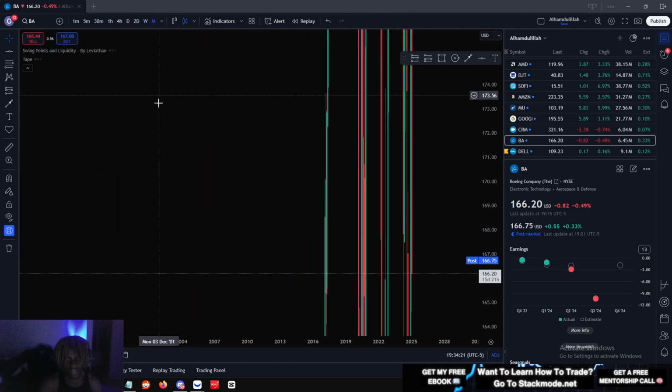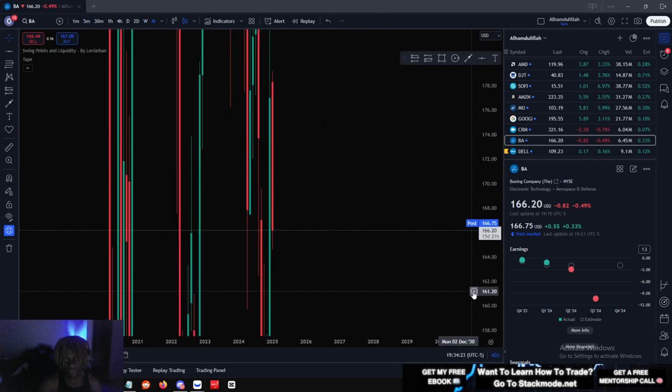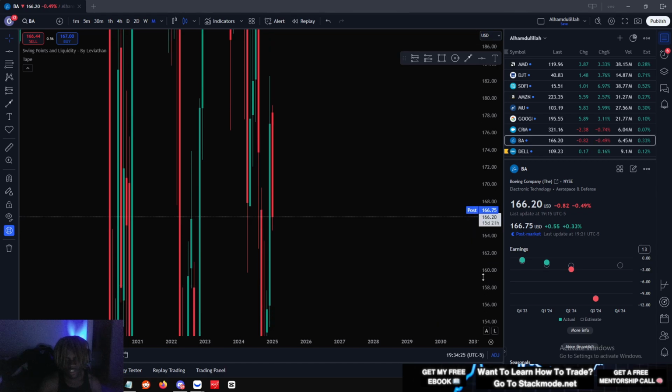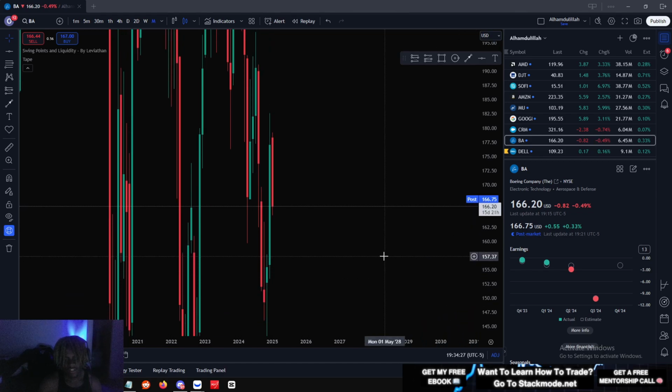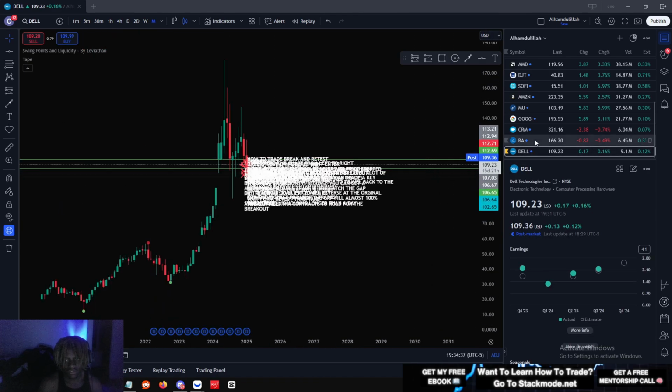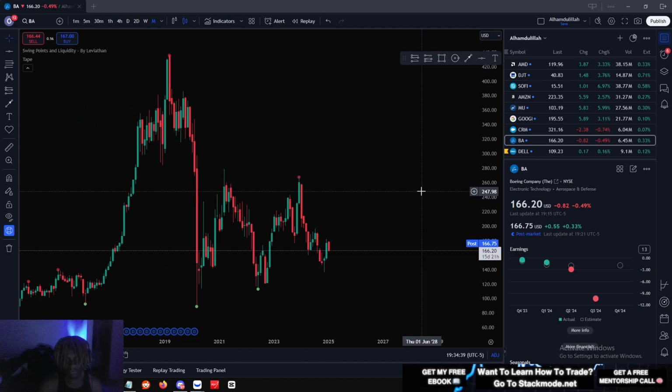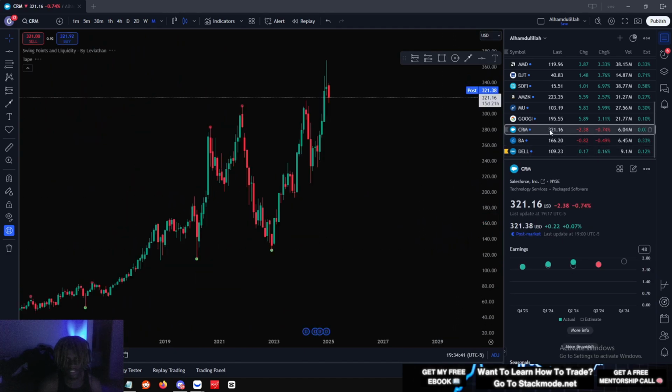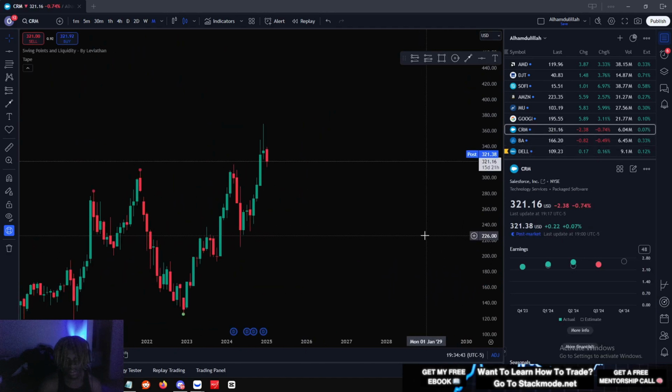Let's talk about how to find this setup though. Okay? So that's how we trade break and retest. Please pay close attention. I might want to do a different pair just to make it a bit easier. Yeah, I'm going to do like this one.